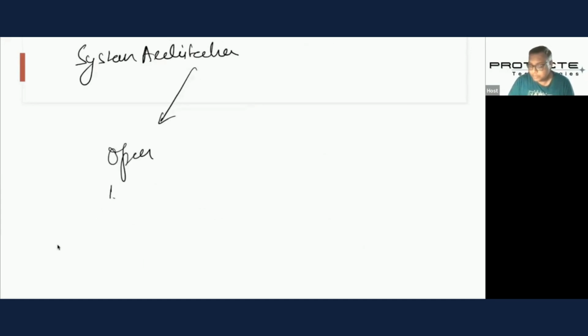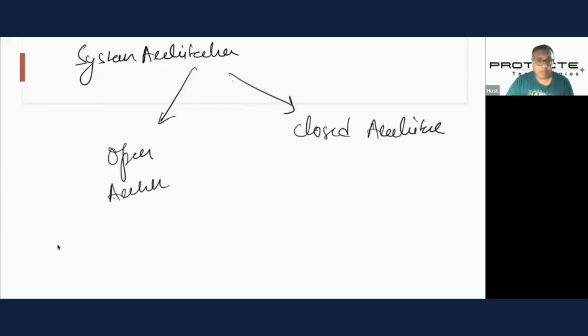Once you develop system architectures, if you look at their development, it happened in two ways. One is open architectures, and the other is closed architectures. Now, who do you trust more? Do you trust an open architecture or a closed architecture? If you look at Linux systems, these are all open architecture.